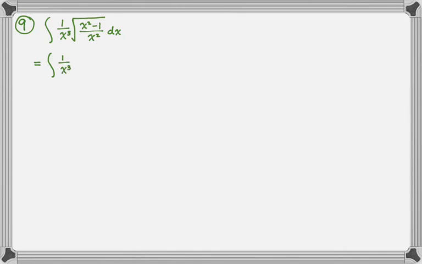So here we go. 1 over x cubed, and then x squared over x squared is 1, and then it's just minus 1 over x squared dx. And now things are looking a little better, right?